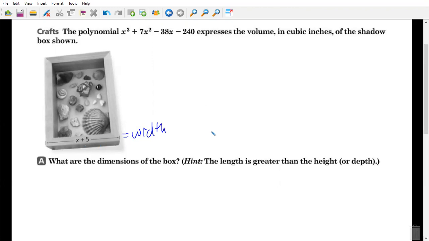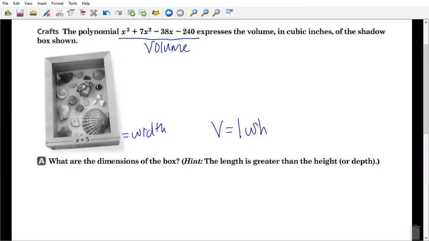Like any other word problem, you want to make sure you identify any variables you need, any given information. So we know our width is x plus 5. We know what our volume is. We know the equation for volume of a rectangular prism is length times width times height. It wants to know what are the dimensions of the box. So if I have my width and my volume, what operation can I use to find my length and my height?